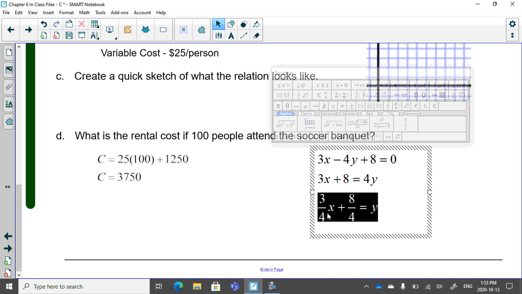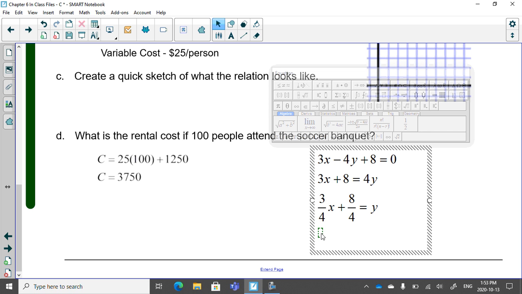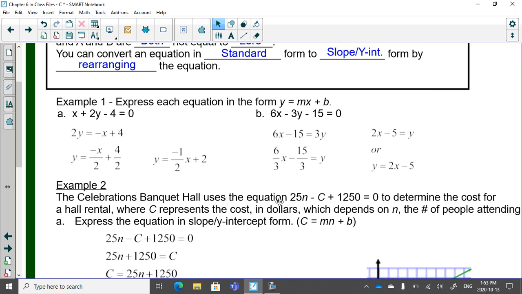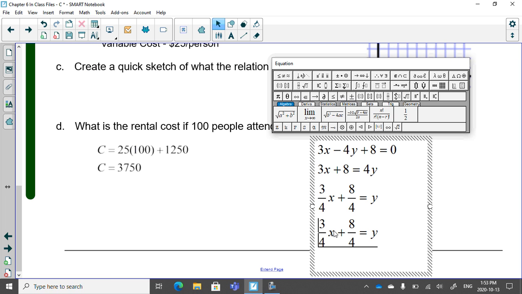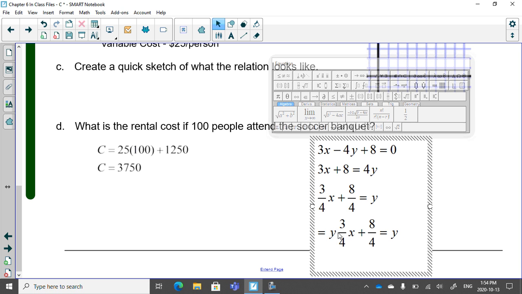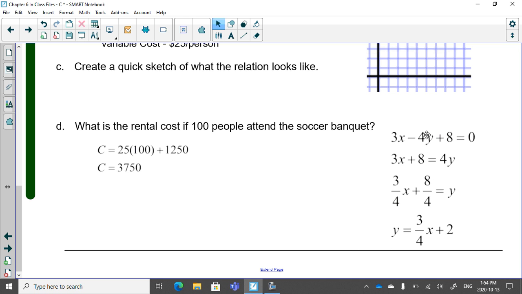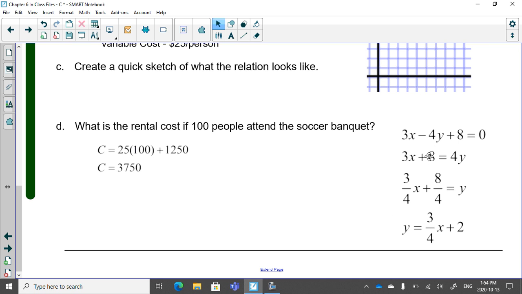And then the very last thing is I can just take this and copy, paste, and bring the y in front. I'm going to go y equals 3 over 4x plus 8 over 4. But 8 over 4 just becomes 2. So what I did was I brought the 4y over, became positive. I divided both of these by 4. And then I said 8 divided by 4 is 2. I'm not going to divide the 3 because it doesn't work out even. And I'm just going to put y equals instead of equals y on the end. These two are the same.